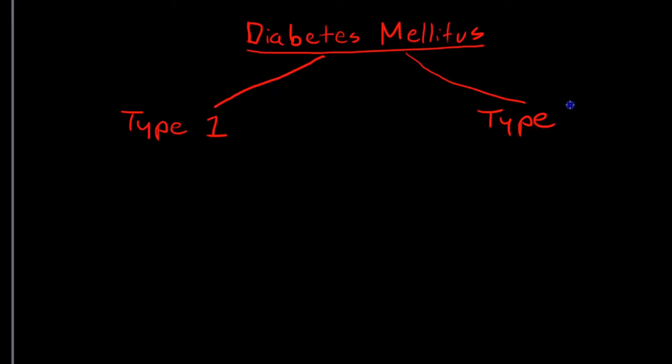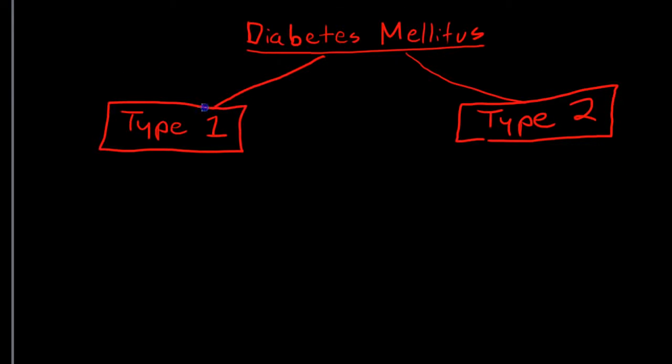Now type 1 diabetes used to be called insulin dependent diabetes, and type 2 diabetes used to be called non-insulin dependent diabetes, but we have figured out that this is not really a good way of defining them because many type 2 diabetics go on to become insulin dependent. So anyways, we're left with these two types.